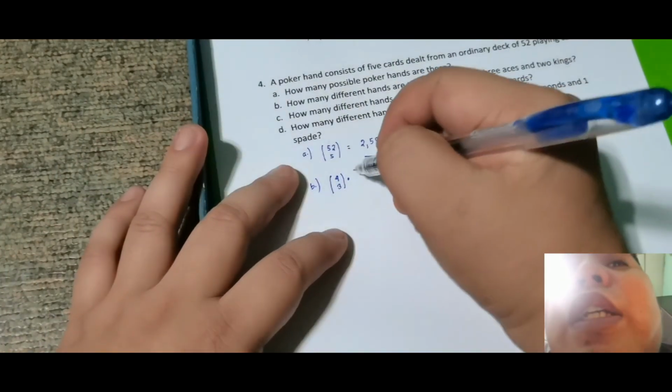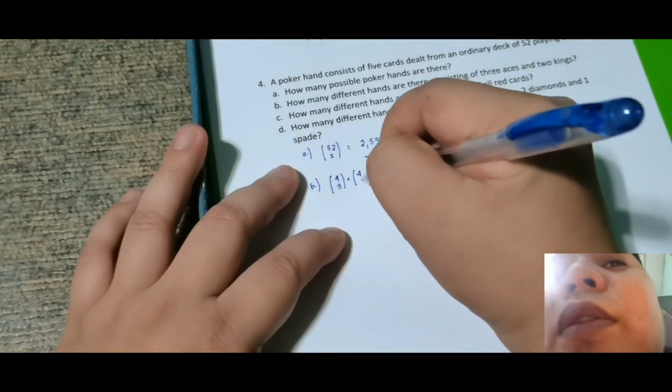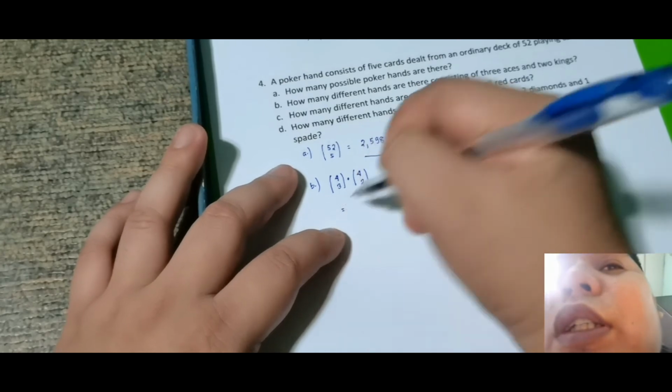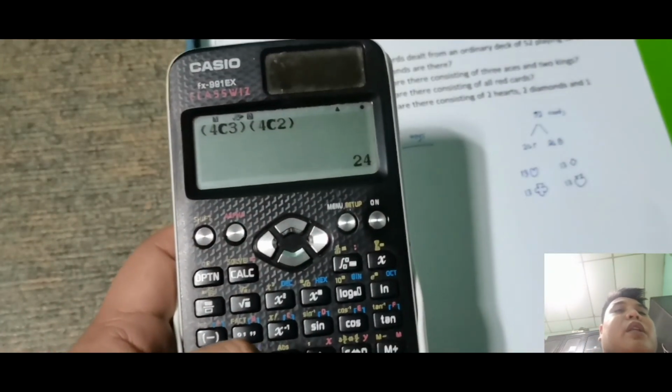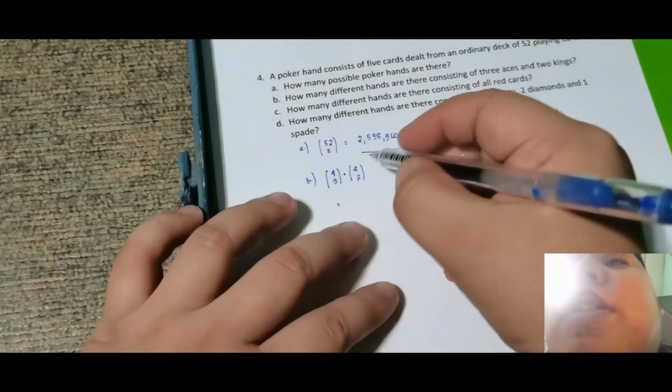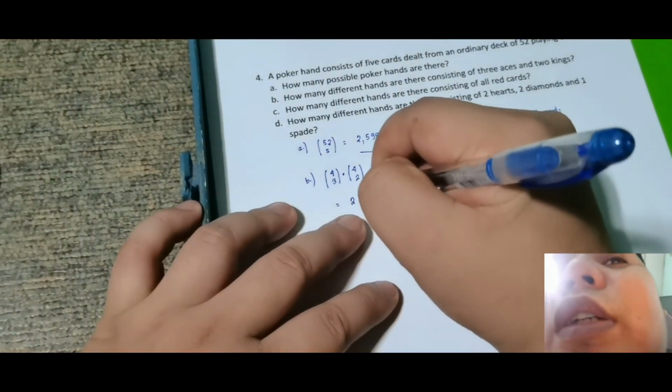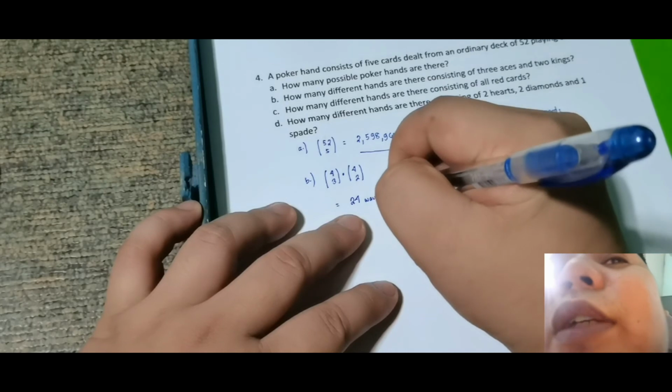So there are 4 taken 2. So this is 4 taken 3 multiplied by 4 taken 2. That is 24. Sorry, I skipped our solution because the formula is obvious already.